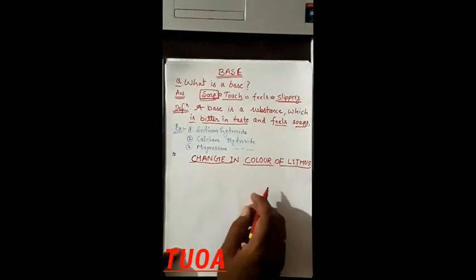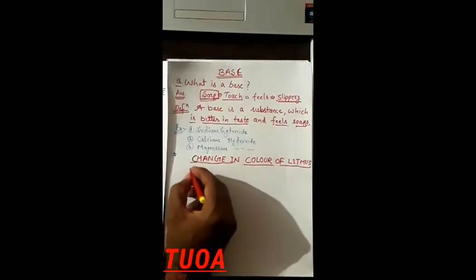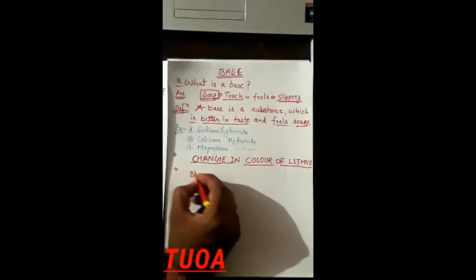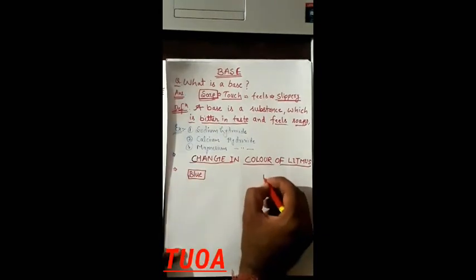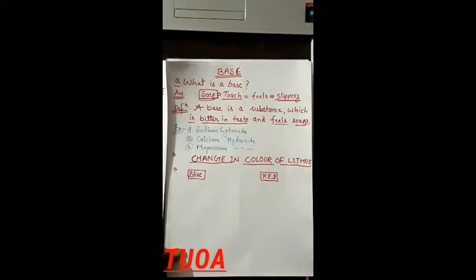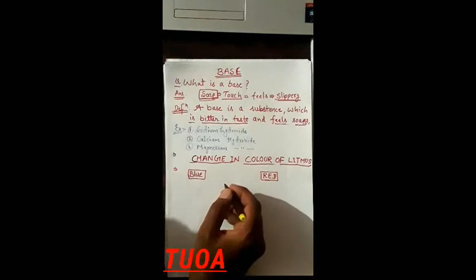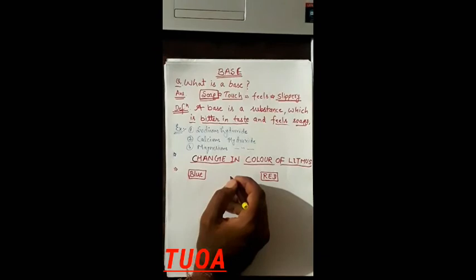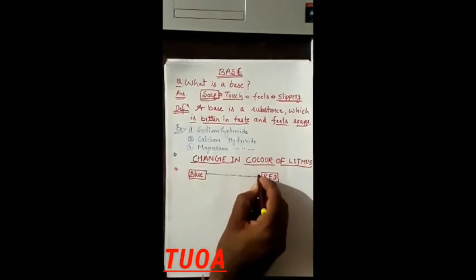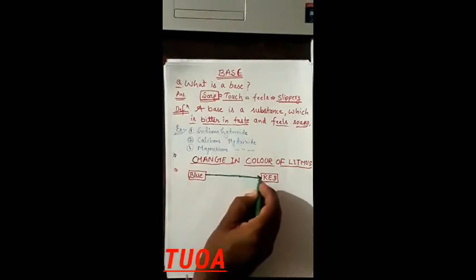Now, one more important point about the chemical nature or the chemical behavior of acid and base with litmus paper. So we can say change in color of litmus. Guys, litmus paper is of two types. It is available in two colors, blue litmus paper and red litmus paper. These are two varieties of litmus papers.